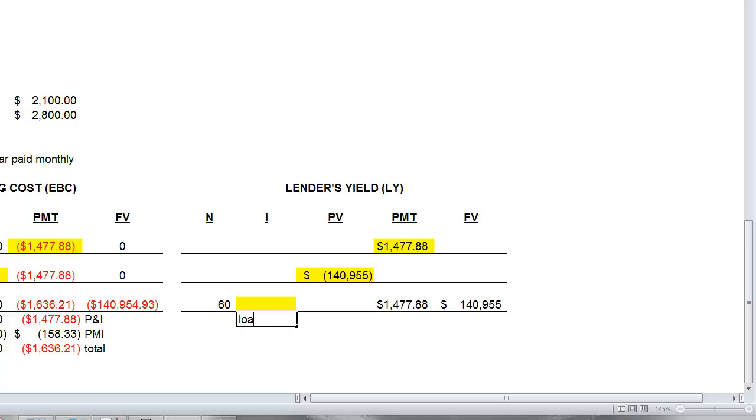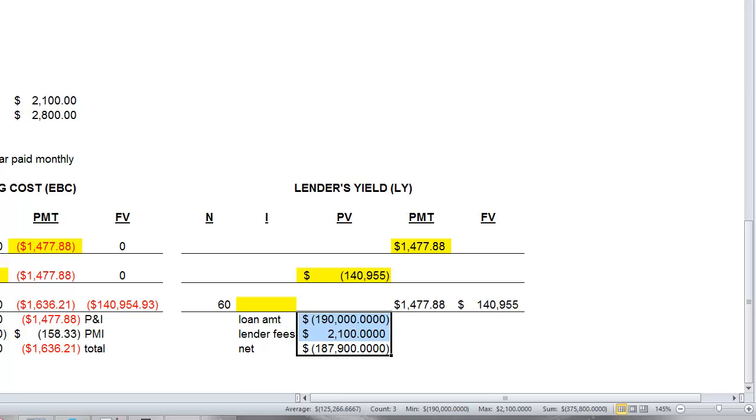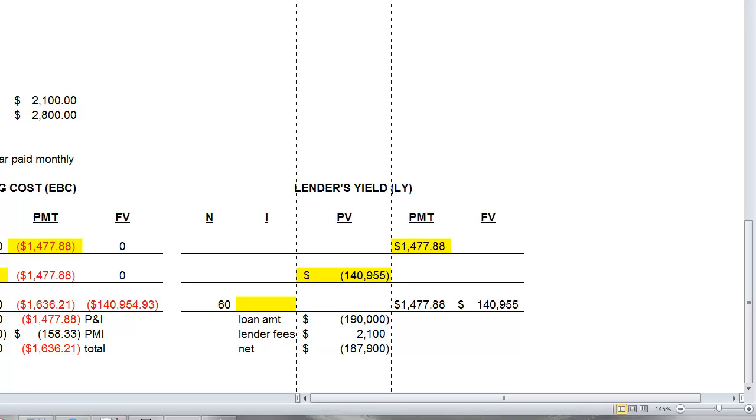The present value is going to equal the loan amount, which again for a lender is going to be negative. So it's negative 190,000. And lender fees, they're going to receive a positive $2,100. And so the net, add those together. Let's reformat that, make sure I didn't add an extra zero that isn't supposed to be there. Okay, so that's good. So that's my present value. So again, I have negative, positive, positive, which makes sense. So I'm ready to compute the rate.